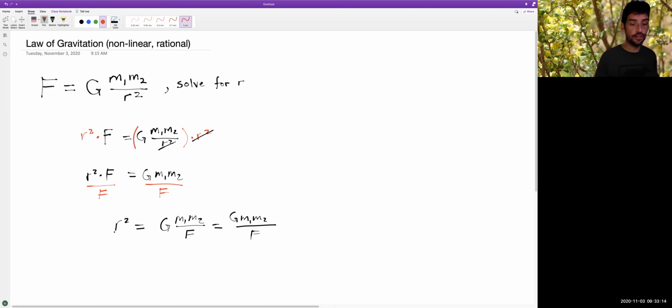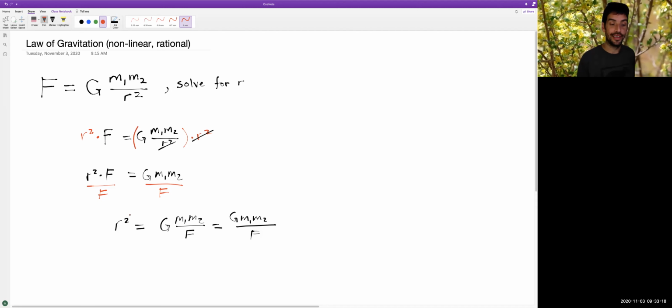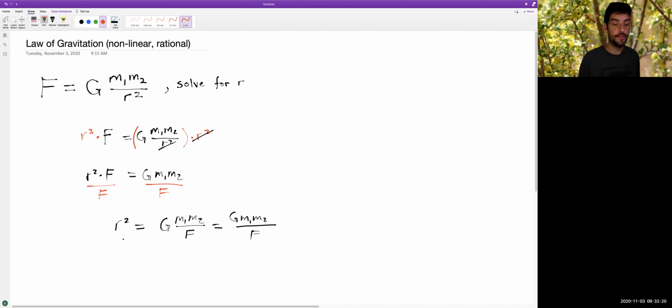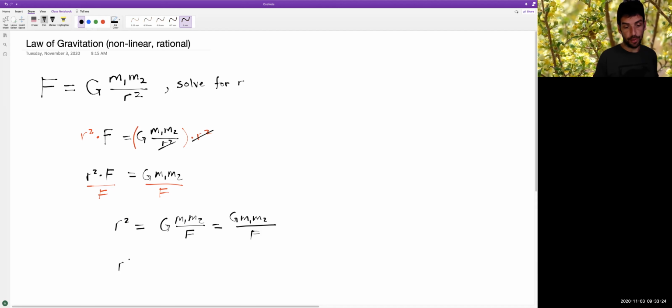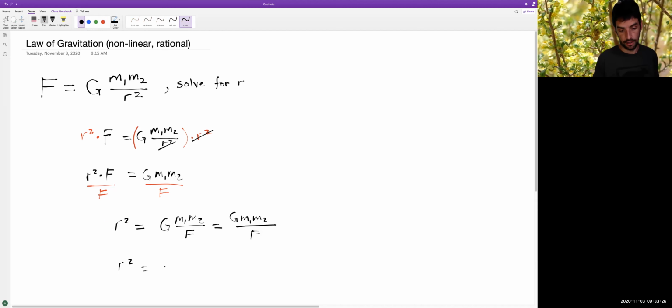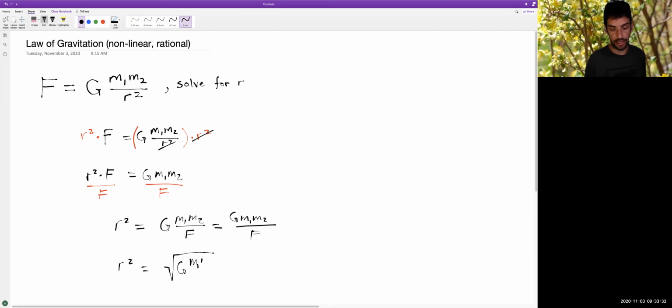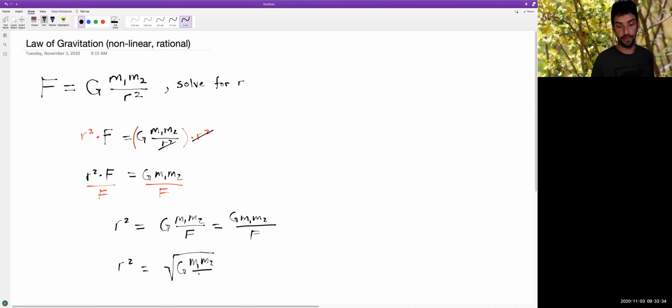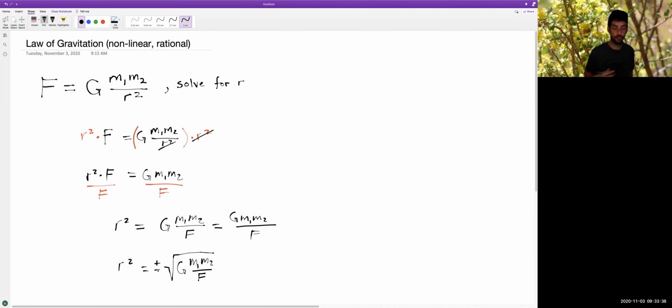We need to undo the square. And so I'm going to take the square root of both sides. And one thing that happens, though, when we do that, there are two possibilities. Right? So whenever you have something squared equal to something, there are always two possibilities, the positive and the negative result, right?